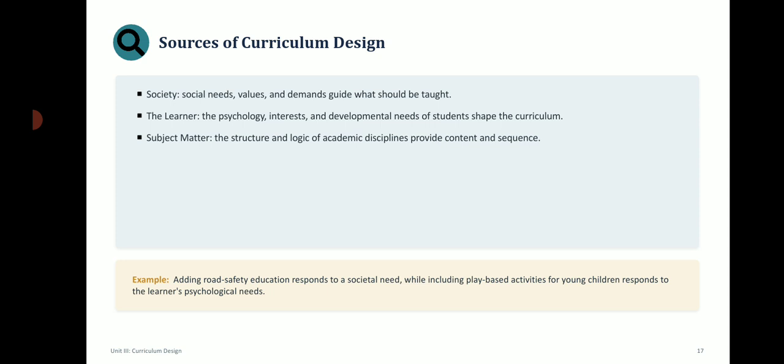The learner, psychology, interest, development need of students shape the curriculum. So when it comes to knowledge as a source, it is one of the prime sources. Okay. So two kinds of knowledge we say, that is disciplined and undisciplined. Disciplined is constructive, it has structure. Undisciplined does not have exclusive content, it pulls from many sources. Okay. There is an example for knowledge as a source. For example, physics has a conceptual structure, but home economics is undisciplined in nature. This is what disciplined and undisciplined knowledge as a source means.